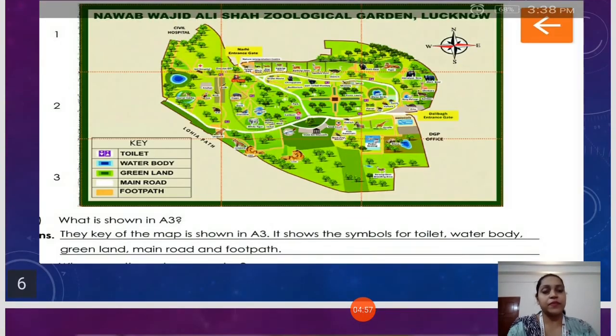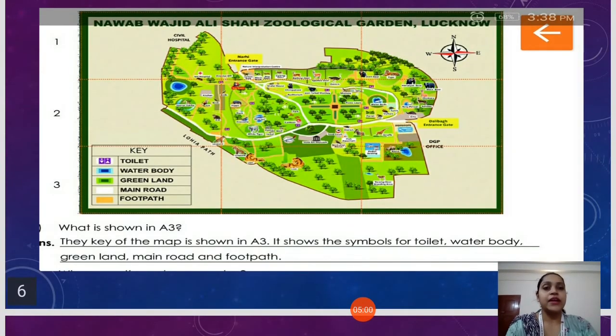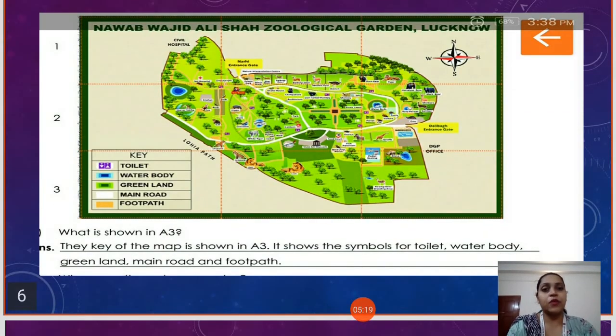Okay, children, the map which is given in the book has been divided into some parts, and using these parts, you'll have to answer the questions. Now the first question is: what is shown in A3? Now where is A3? Okay children, this is A and this is 3. Now what is A3? The key of the map is shown in A3.